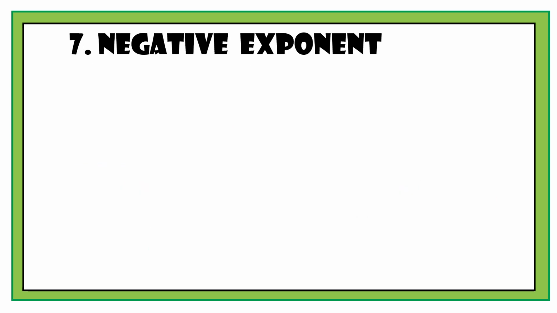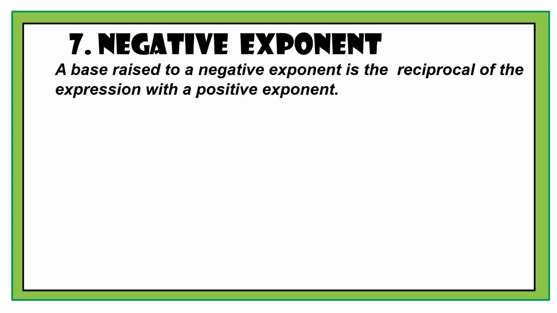The last one is the negative exponent. A base raised to a negative exponent is the reciprocal of the expression with a positive exponent. So, ibig sabihin, para maging positive ang exponent ng mga negative exponent, kukunin lang natin ang reciprocal. Ano nga bang ibig sabihin ng reciprocal? Babaliktarin lang natin. Example, reciprocal ng 4 ay 1 over 4, ang 5 ay 1 over 5, ang x ay 1 over x. Reciprocal ng 1 over y ay y.